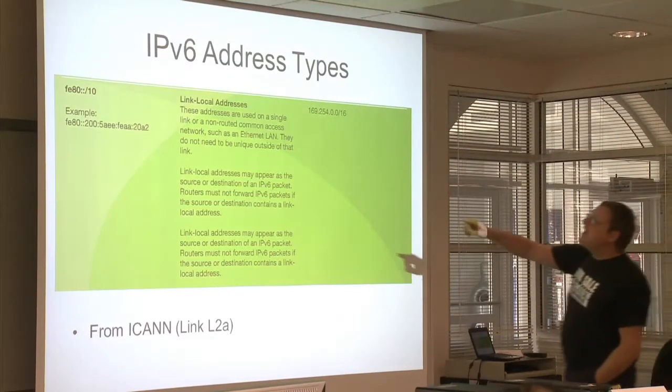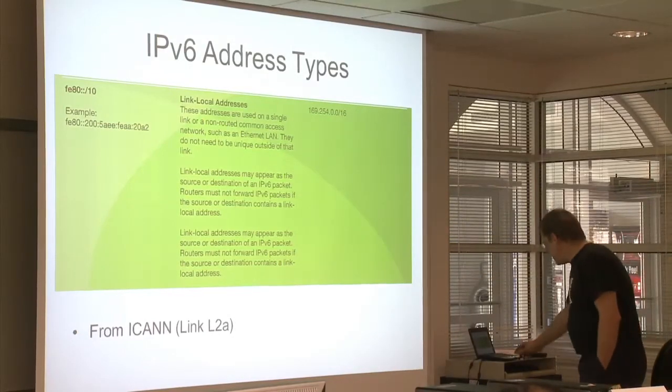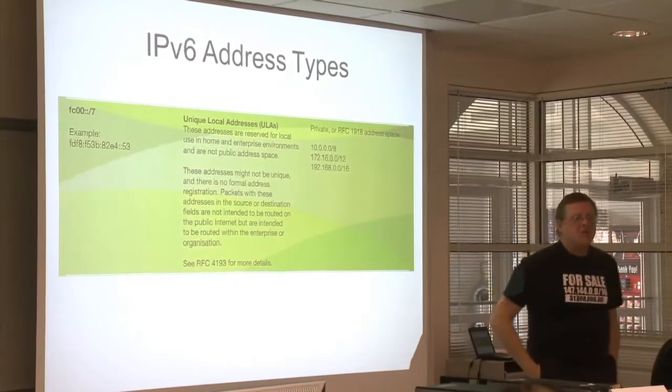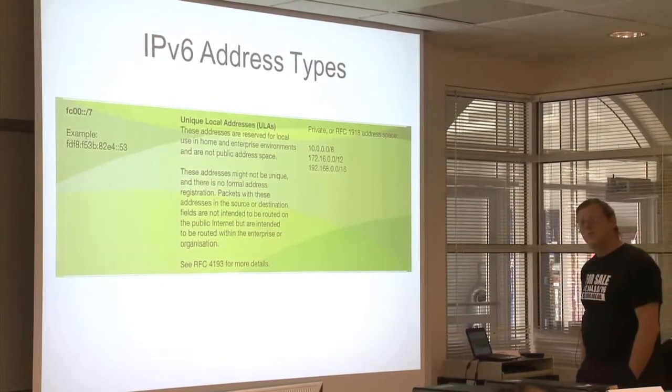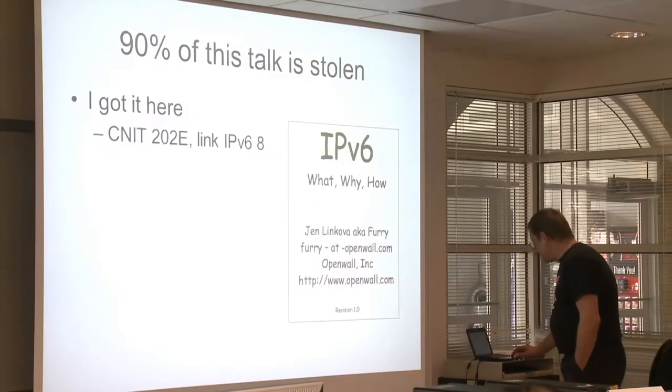So these FE80s are like the 169s. They're only intended for local traffic. And the FC100s are like the old private address space here. Perfectly routable, but not intended to be routed on the public internet. So they should never resolve to domain names and such. Those are the general classes of IP address.